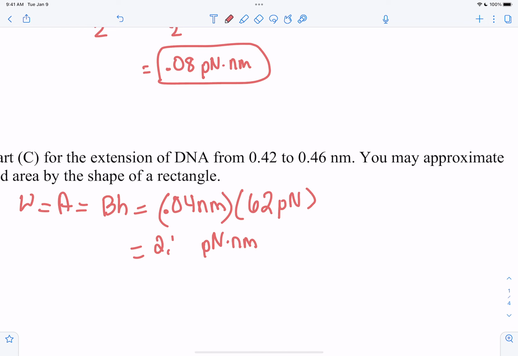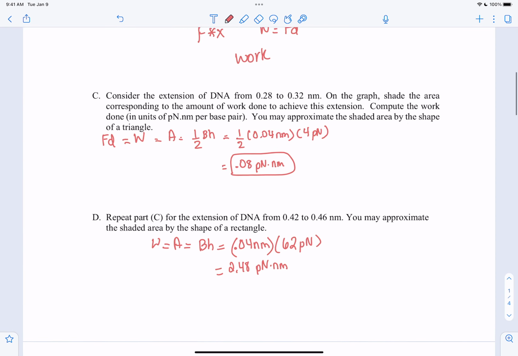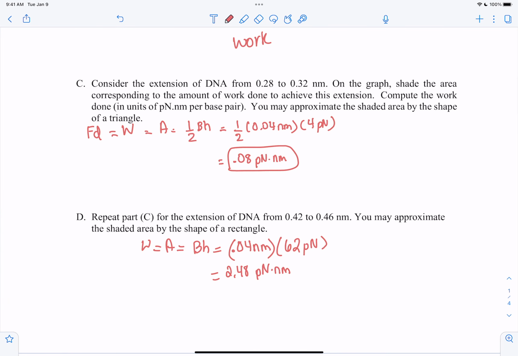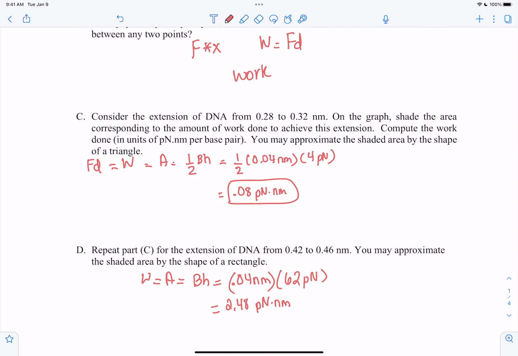2.48, that's what I should get. 2.48 piconewtons times nanometers is what you should get if you use 62. If you use 64, it's 2.56. So there, I compromised. I showed you both ways for those of you who wanted to use 64 and for those of you who wanted 62. You know what, Matthew, just for you, I'm going to calculate 61. 61 times 0.04, you get 2.44 if you use 61. There. Now everybody's happy.